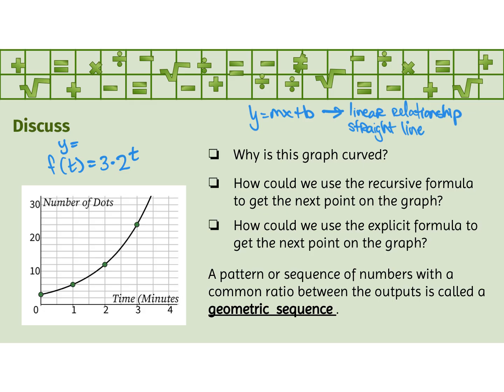If you look at the table, notice how it jumps. It goes from 3 to 6 to 12 to 24. So it really jumps a lot, and that's why it doesn't make a straight line. It makes that curvy line. And this is what is called a geometric sequence. Geometric makes it curvy, and then we have linear relationship, which makes it straight.